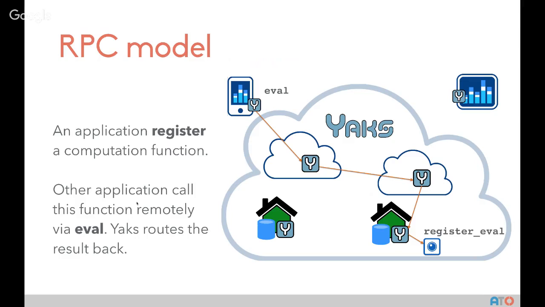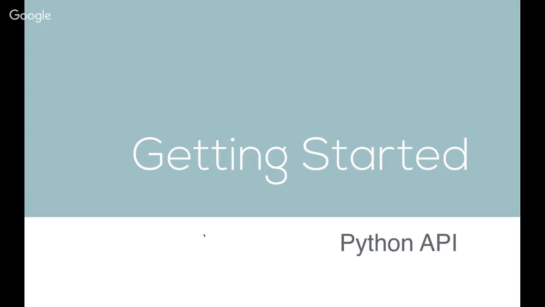And then the third model is RPC, the remote procedure call model. So you can have your application registering a computation function. Notice that when we say registering the computation function, it doesn't mean that the code of the function itself will go inside YAKS. It just means that you're registering the fact that your application is able to execute a function that is called remotely. But still, it will be your application that will execute the code of the function. Other applications can remotely call this function via YAKS using the eval function. So we think that this model might be useful, for instance, to implement microservices or parallelism, or possibly also a MapReduce mechanism.